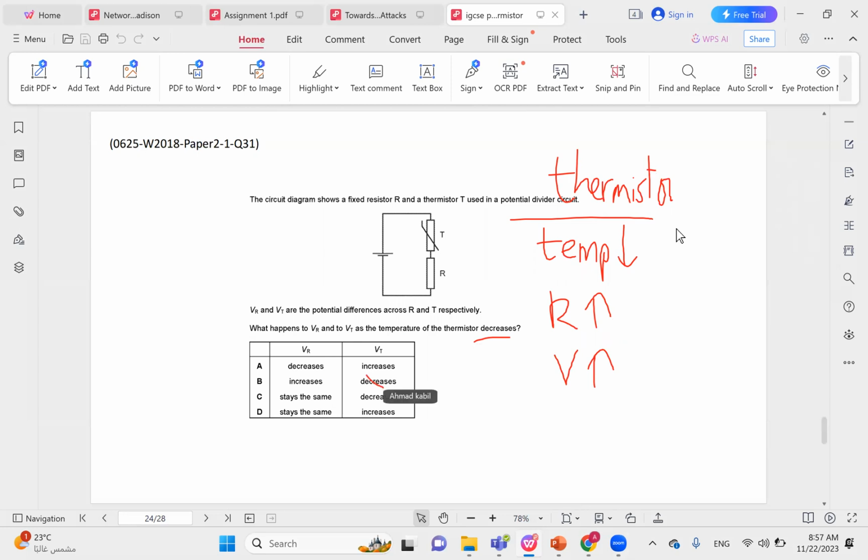So I'm going to cross out these two choices. And what happens to VR? Remember, this is a potential divider circuit. So we have like 6 volts, for example, here. So if VT increases, VR must decrease and vice versa. So we're looking for something that features an opposite effect for VR and VT. So obviously this is choice A. When VT increases, VR decreases.